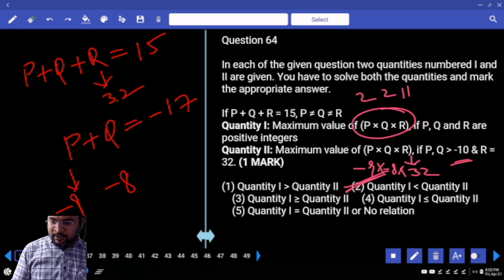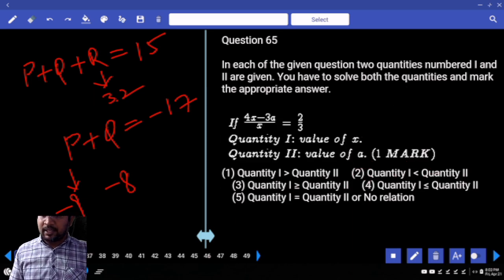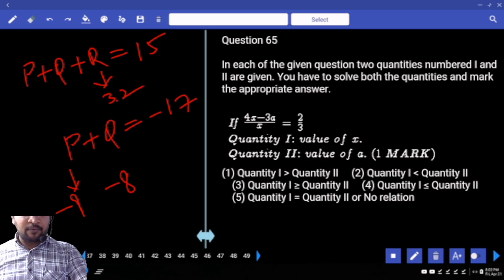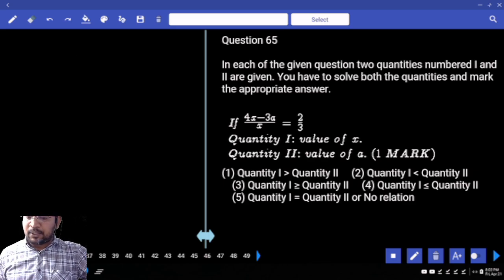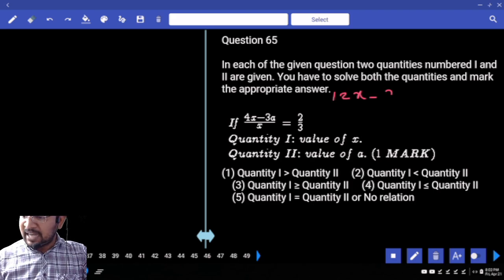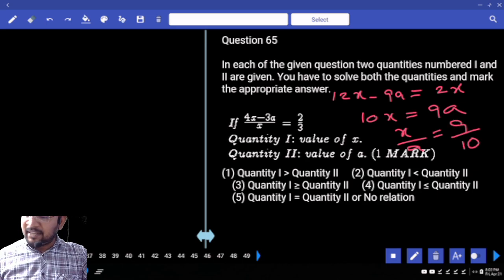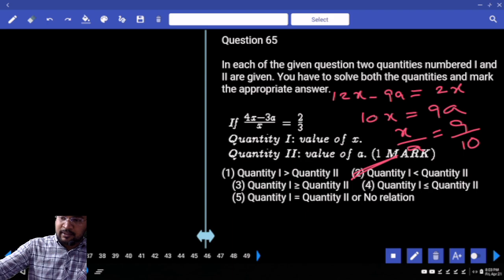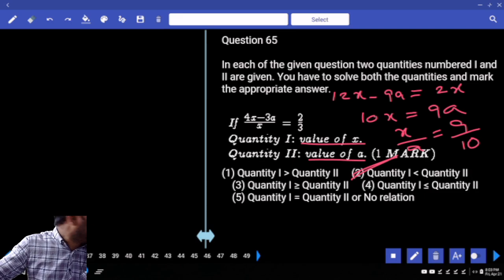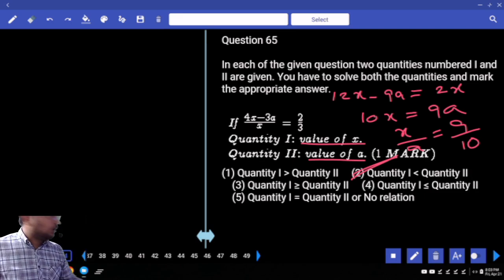Question number 65. See here, 4x minus 3a by x is equal to 2 by 3. Go for cross multiplication. What do we get? 12x minus 9a is equal to 2x. Then 10x is equal to 9a. Then x by a is equal to 9 by 10. And therefore quantity 1 is less than quantity 2, because value of x is 9, value of a is 10. Are you clear, Nana? Next.